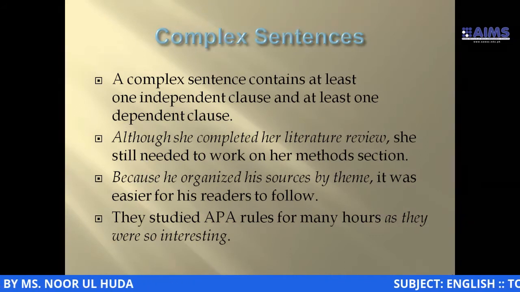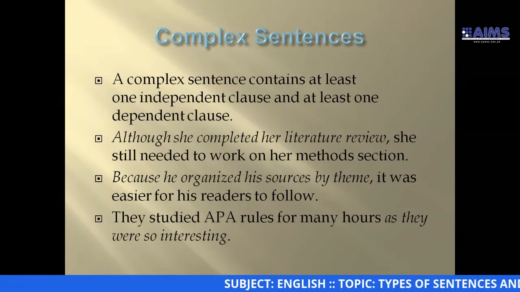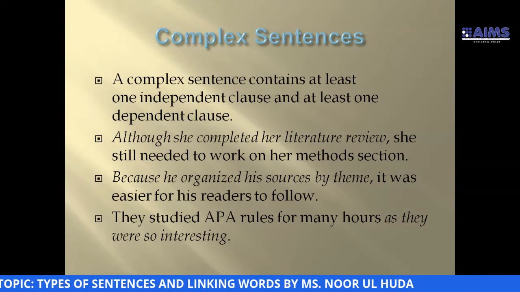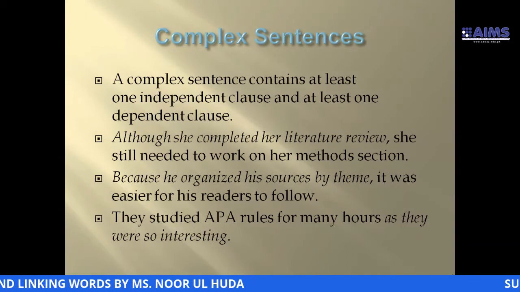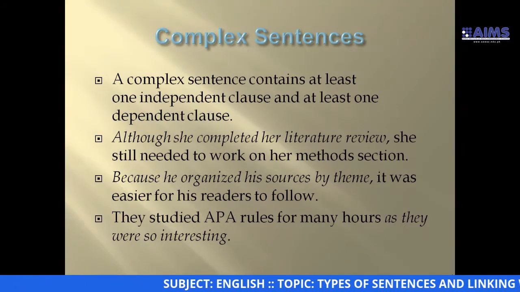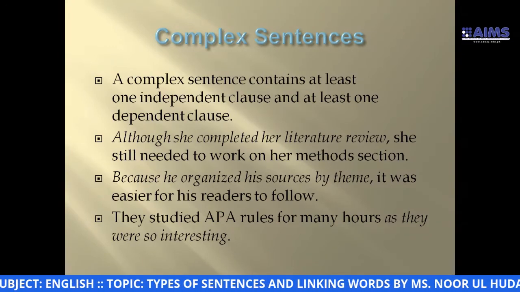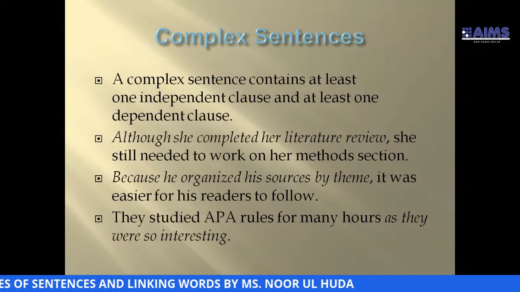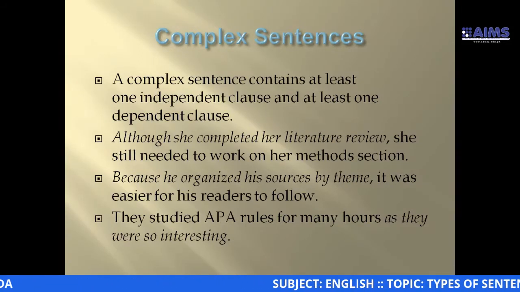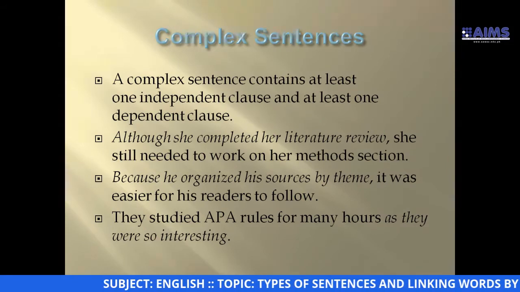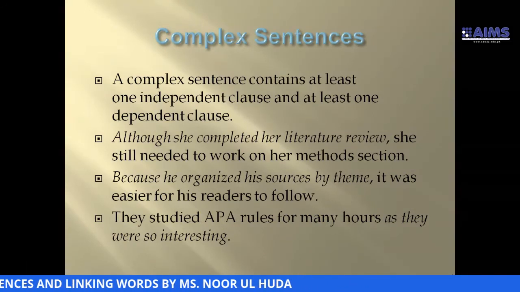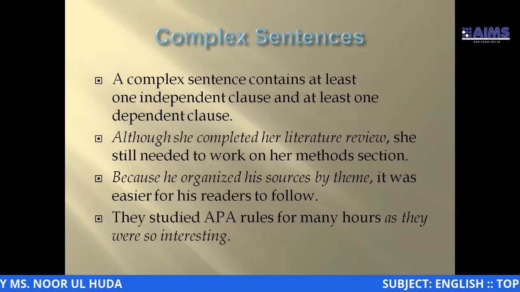So here we have formed a complex sentence. Because he organized his sources by theme, it was easier for his readers to follow. He organized his sources by theme would be an independent clause, but here we have included because. Now, by adding because, we have made the sentence dependent. So when it becomes dependent, it requires some other information, and to complete the meaning we have to use an independent clause: it was easier for his readers to follow.